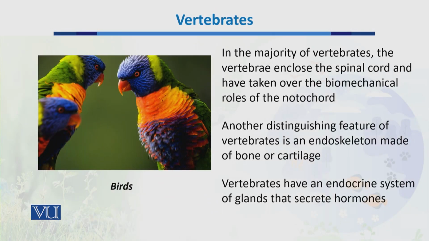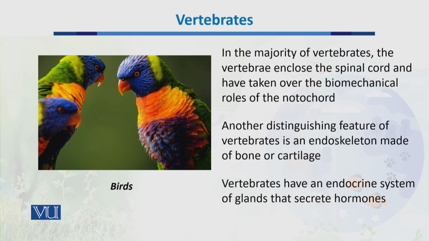Now, when we talk about the vertebrates, in the majority of the vertebrates, the notochord has been replaced with the vertebral column, which is not only a protection for the nerve cord, but it has also taken over the biomechanical role which the notochord in earlier vertebrates, or in earlier chordates, used to have.